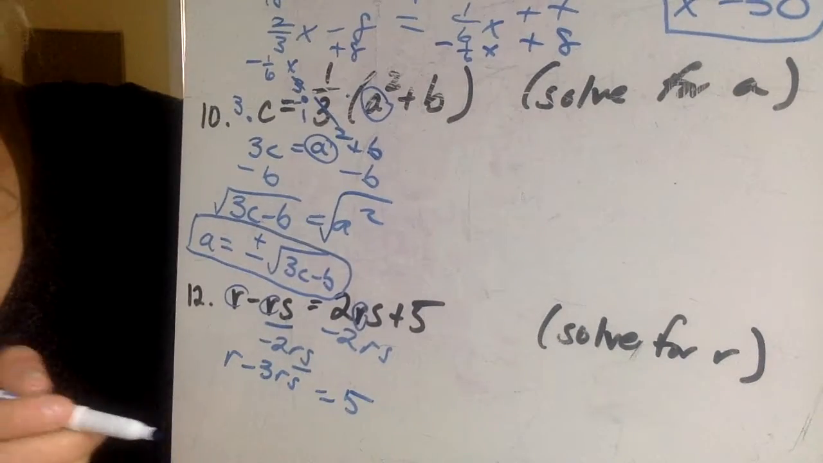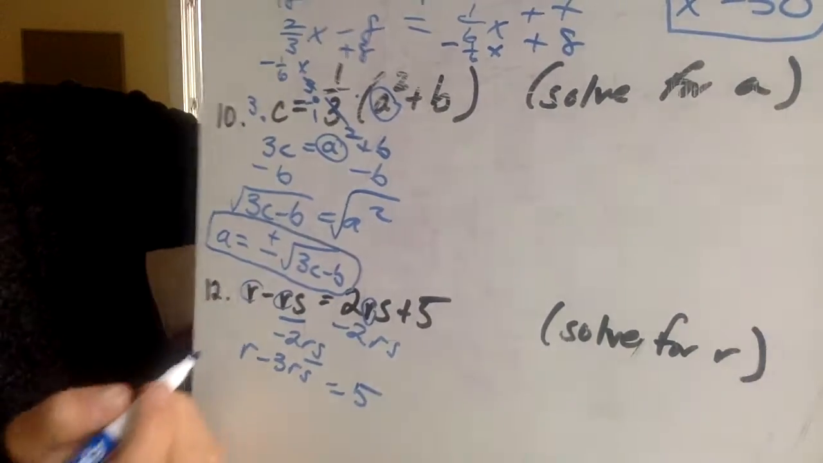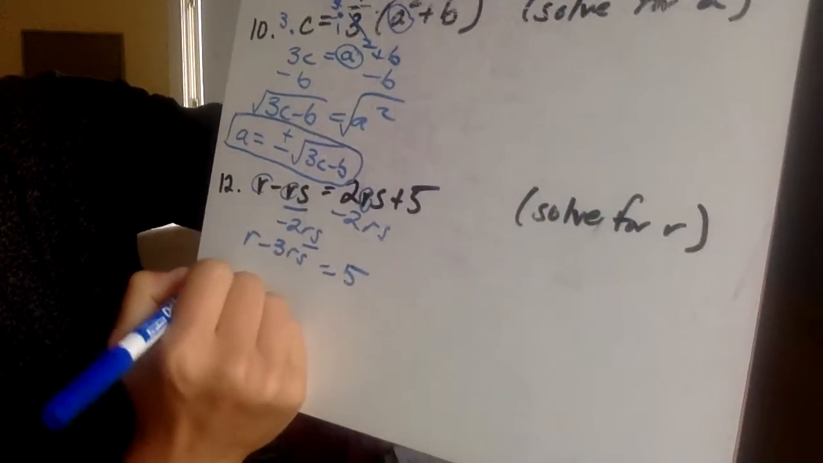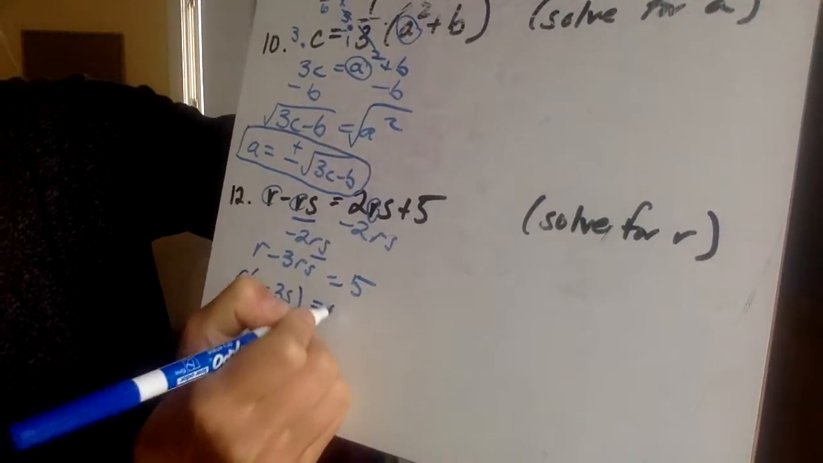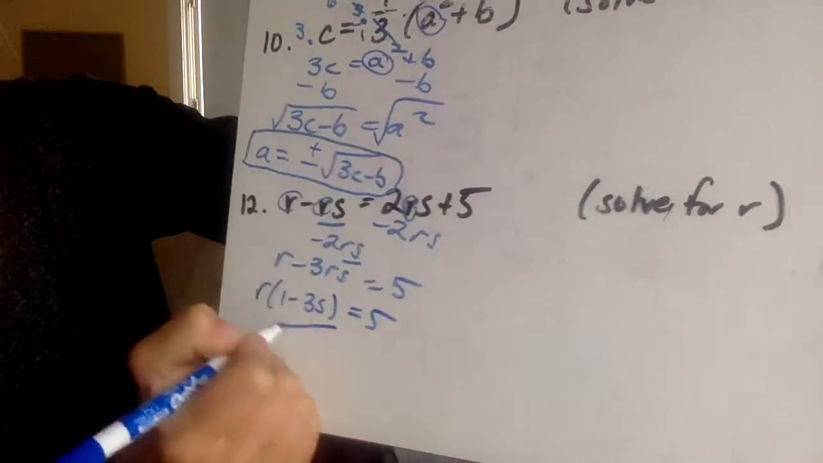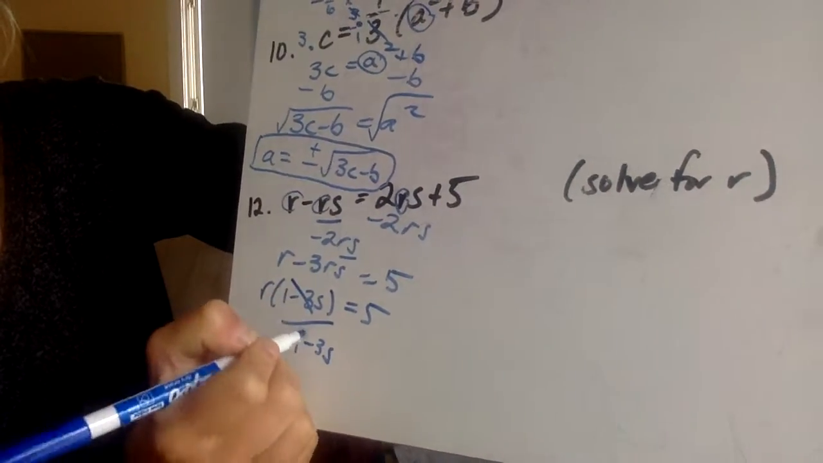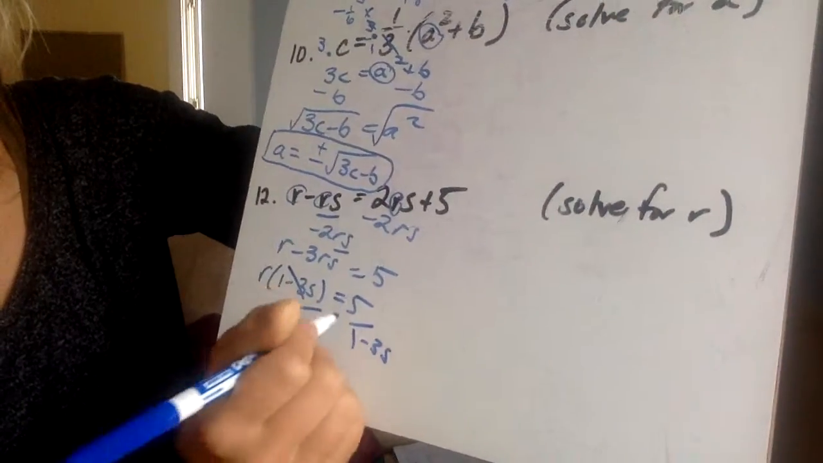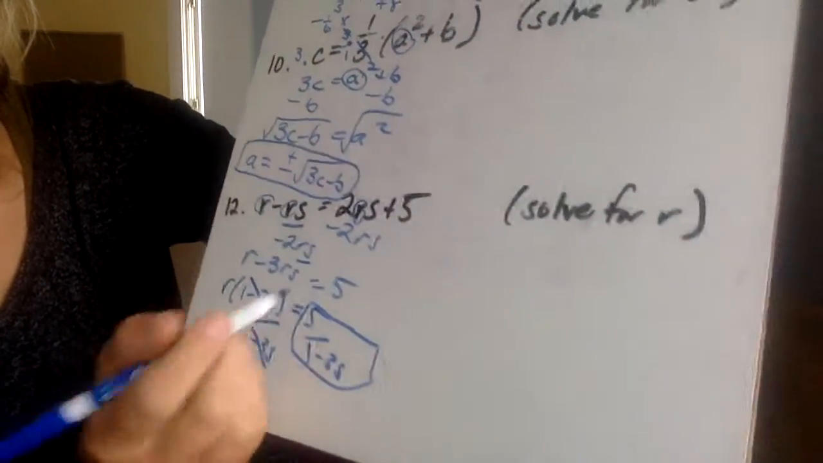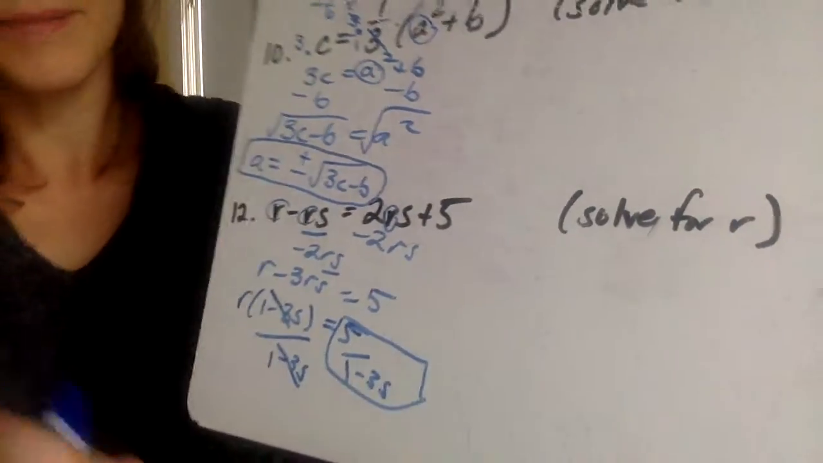So now my greatest common factor in this binomial on the left side is r, so I can pull out an r. r times 1 minus 3s equals 5, and then I can divide both sides by 1 minus 3s. That cancels that, that cancels that. So that is my answer. r equals 5 over 1 minus 3s.